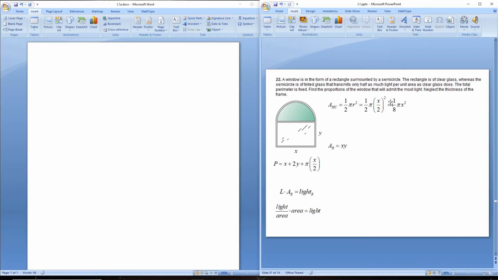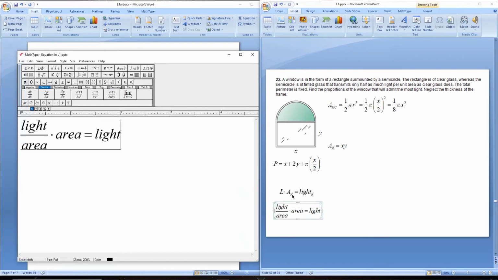Now, what do we know? So this is for the rectangle. What do we know for the tinted glass? Well, it's telling us the tinted glass only transmits half. Well, okay. Well, if the clear glass transmits L, then half of that is L over 2. And the area of half of this transmission is going through the half circle.